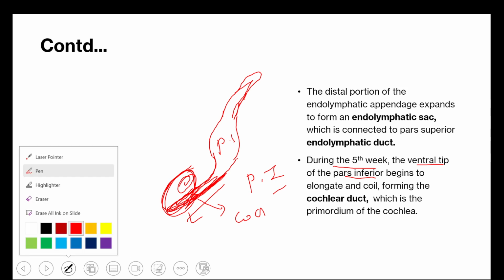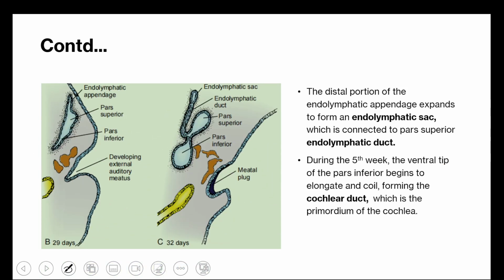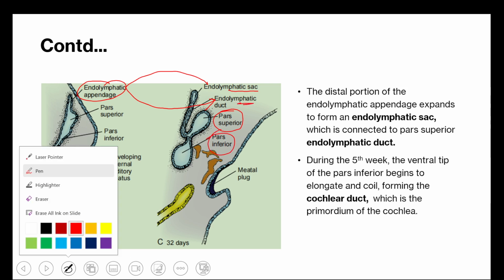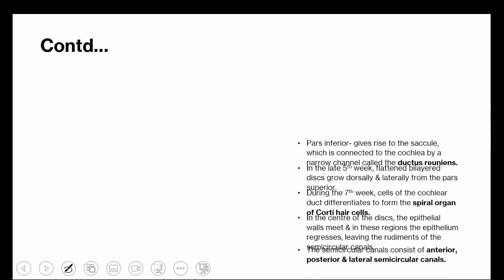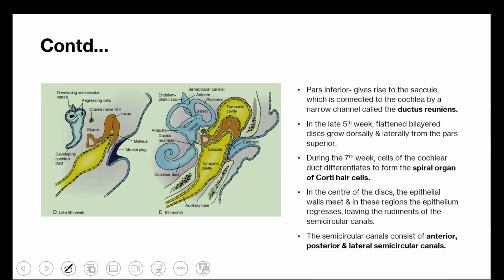So in the picture you can appreciate that this endolymphatic appendage is forming the endolymphatic sac, and next that is forming the endolymphatic duct, and the pars superior is connected to this endolymphatic sac through this endolymphatic duct, and this pars inferior you can see here. Next you see this cochlear duct, which we discussed earlier, that this elongation from the pars inferior is forming the cochlear duct and this cochlea itself.